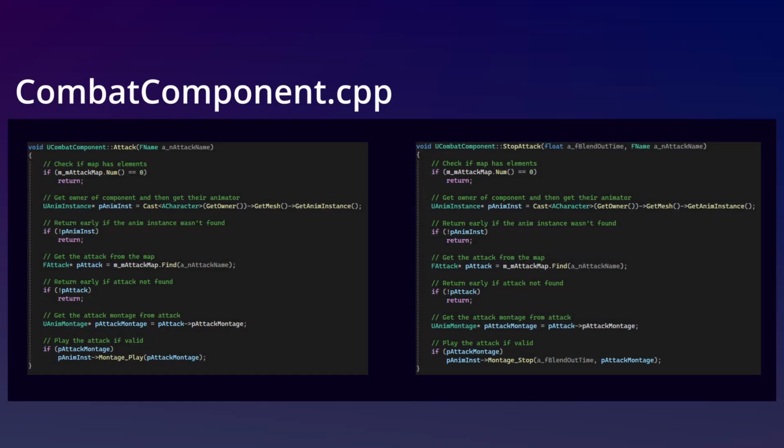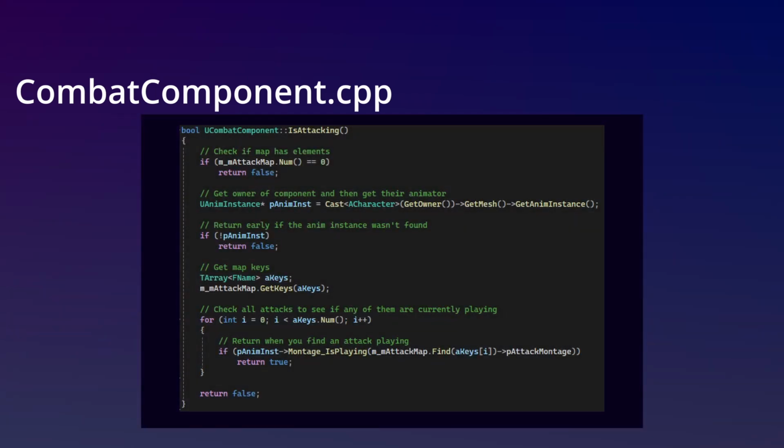Now looking into the attack method, we first check if the attack map is containing any elements and that the actor's anim instance is valid. Once that is checked, we then grab the attack from our map and get the animation montage. Finally, once we verify that that pointer is valid, we'll then play the montage. In our stop attack method, we basically go through the same process and verification checks. However, this time we stop the montage with the blend out time given in the method's parameters.